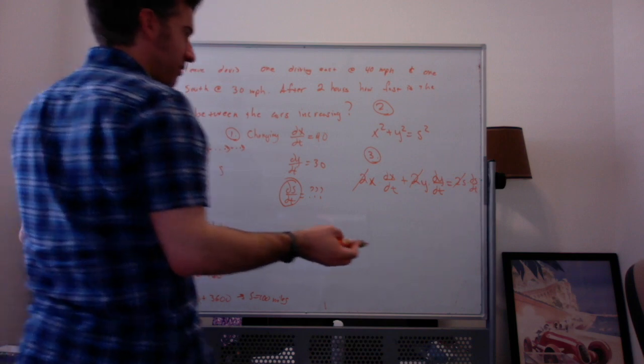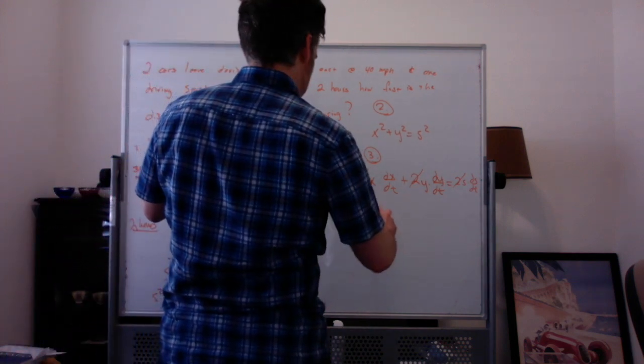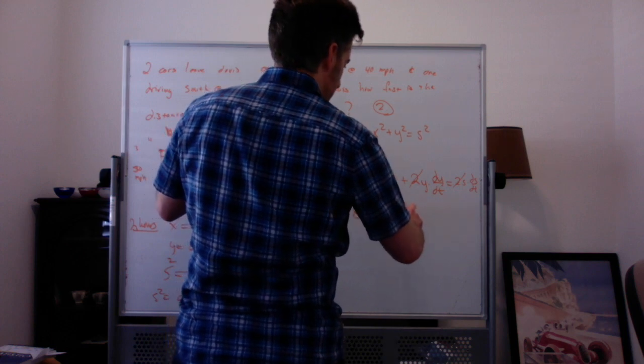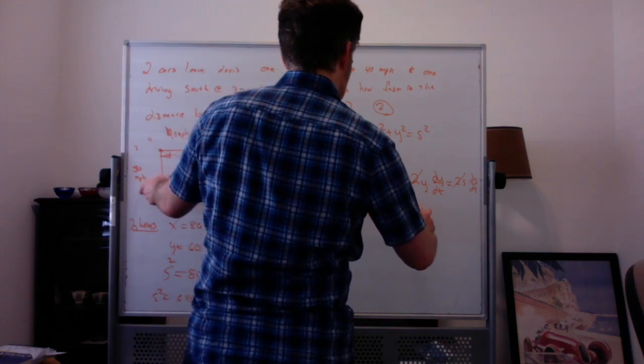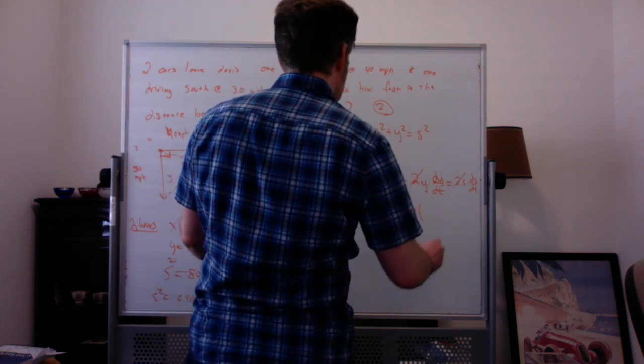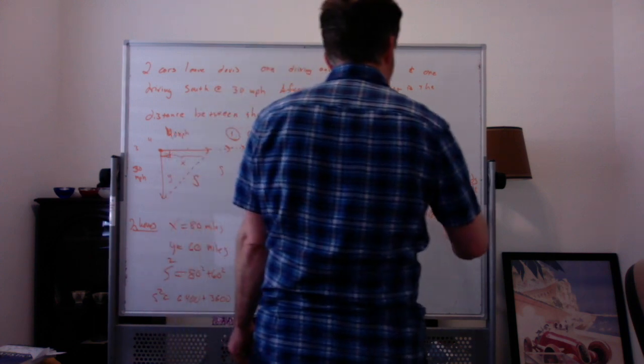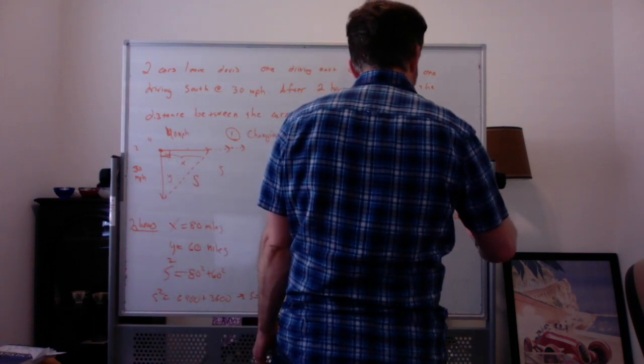So now I can plug in for everything, right? x is 80. dx/dt is 40. y is 60, sorry, y was 60, not 30, right? y is 60. dy/dt is 30. And s we found to be 100. And we can solve for ds/dt.